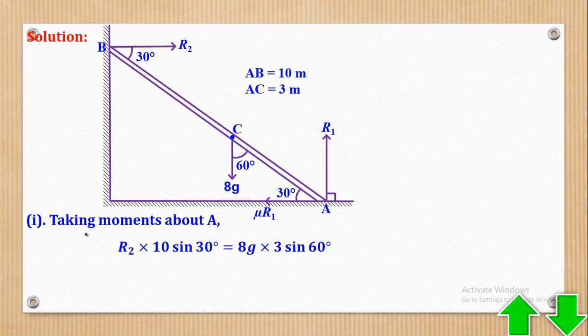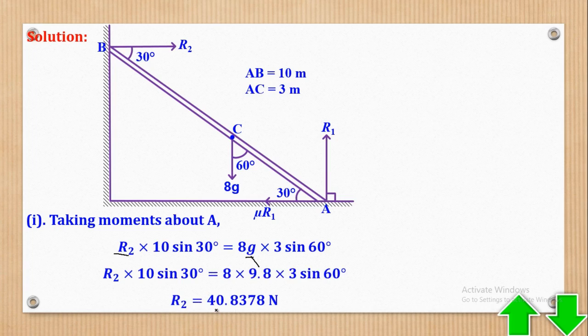Next is to substitute for g, because we know that in maths, g is 9.8, and that means that we have only one unknown, which is R2. So when I make R2 the subject, R2 will be equal to 40.8378 newtons, to four decimal places.